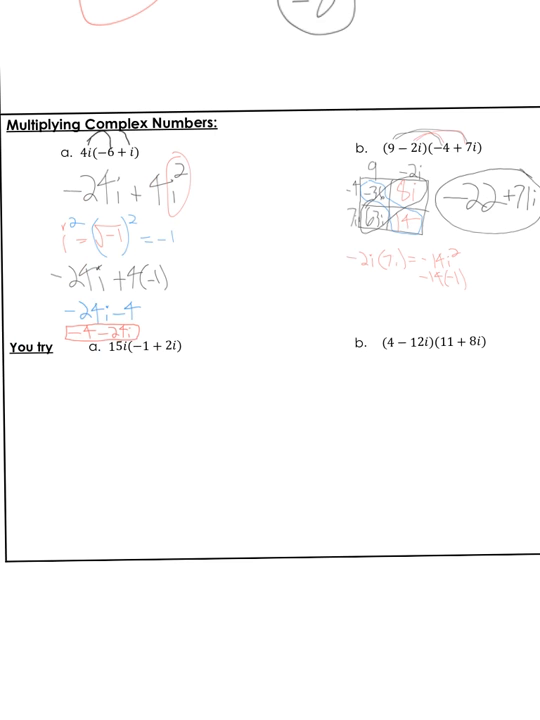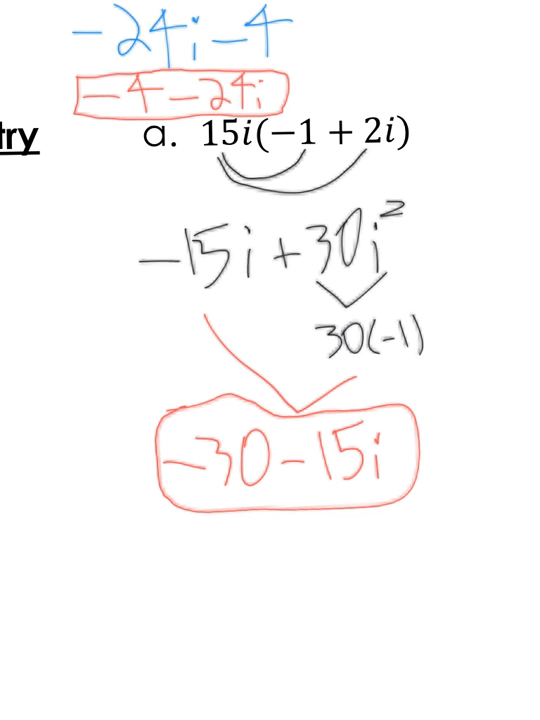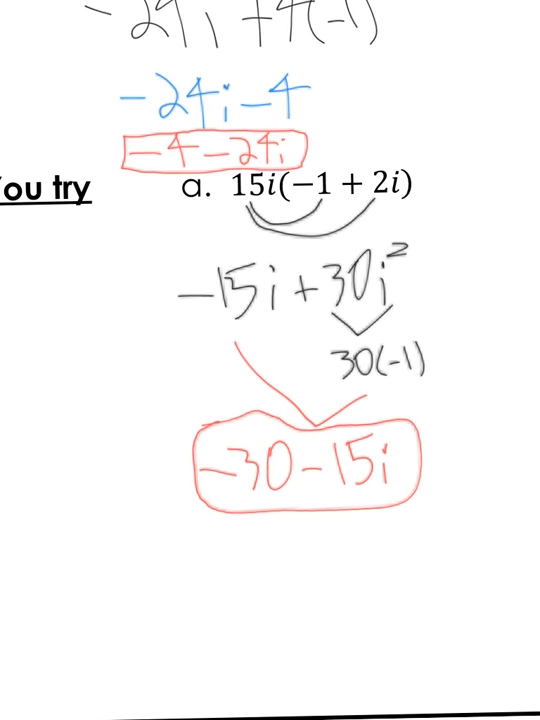Okay, so with these last two examples, why don't you give it a try on your own? So pause the video now, and then I'll go over them. Okay, so with the first one, 15i times negative 1 got me negative 15i, and 15i times 2i got me 30 times i squared. So that becomes 30 times negative 1, which makes negative 30. And so I wrote that number first to keep it in standard form, negative 30 minus 15i is my final answer.